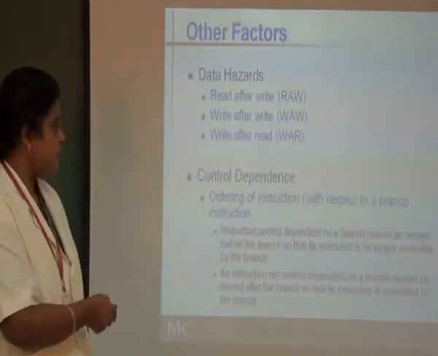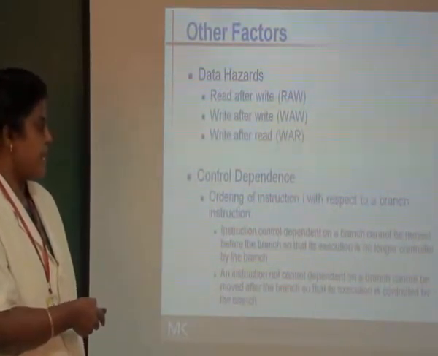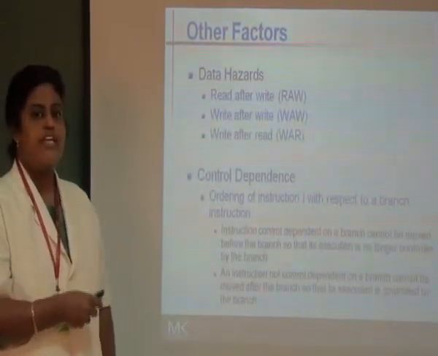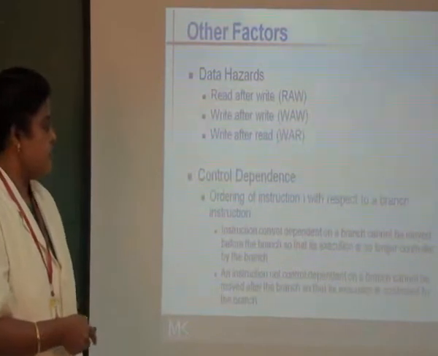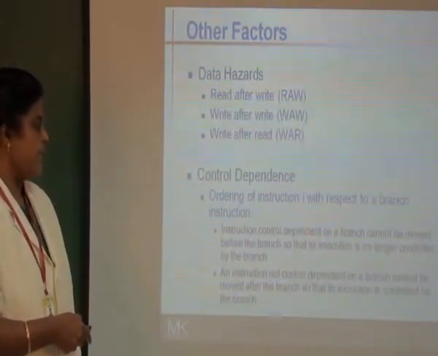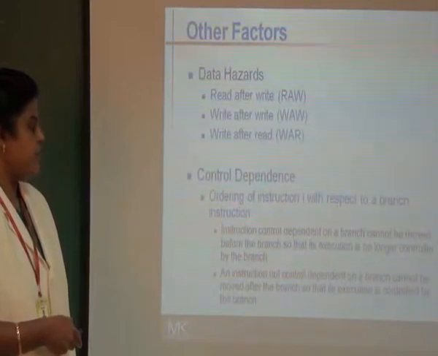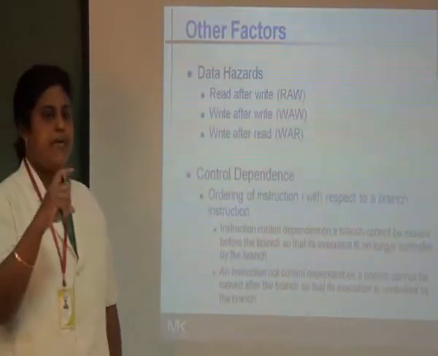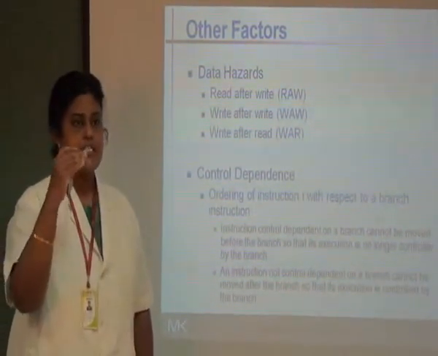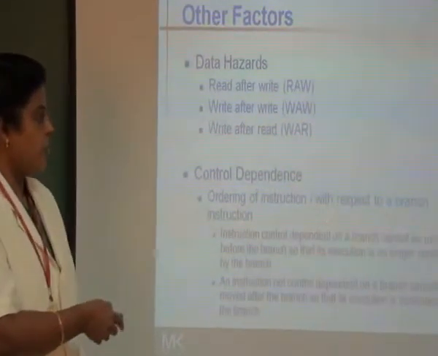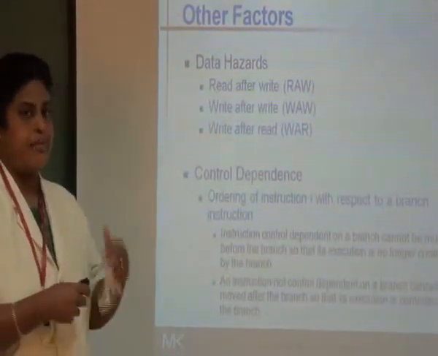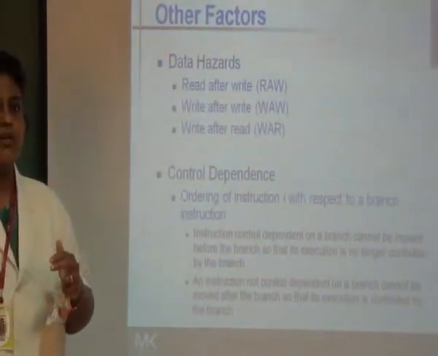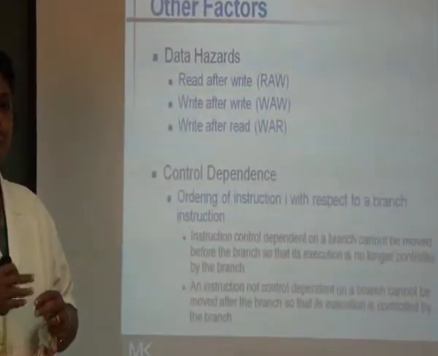So therefore, in this case, with respect to a branch instruction, the ordering of a particular instruction I should always be preserved. That is, an instruction which is control dependent on a branch cannot be moved before the branch so that its execution is no longer controlled by that branch. We have a particular branch and this instruction which is control dependent on a branch cannot be moved before the branch.